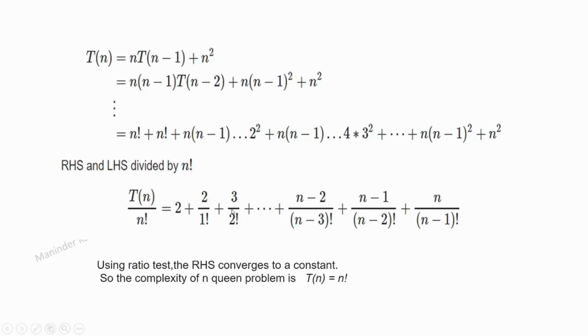By the ratio test we can prove that this value is nothing but a constant value. From this we can conclude Tn is a constant times n factorial. So overall, the complexity of the n-queen problem for backtracking is equal to factorial of n. That's all for this session.